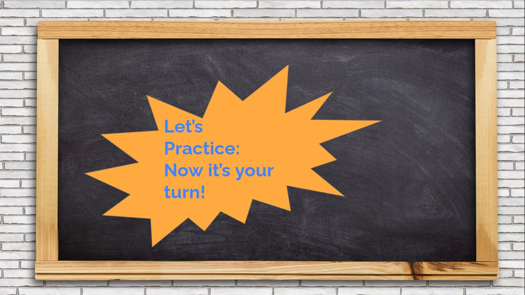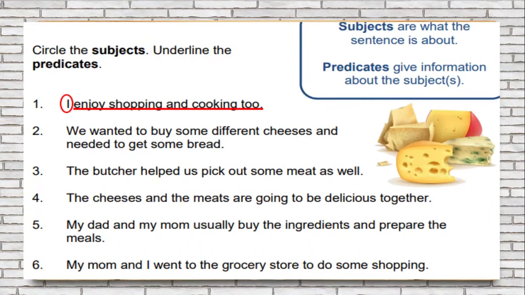Let's practice. Now it's your turn. So keep in mind, subjects are what the sentence is about, and predicates give information about the subjects. So your direction is to take out a notebook and write down the following sentences. Then circle the subjects, underline the predicates. Let's get started. I enjoy shopping and cooking too. I is the subject. Enjoy shopping and cooking too is the predicate. Now it's your turn. Pause the video and you may begin.